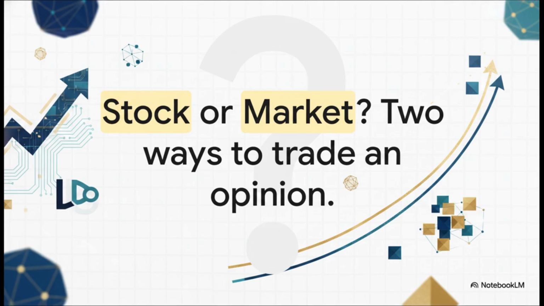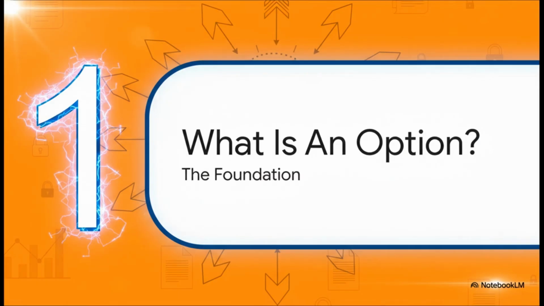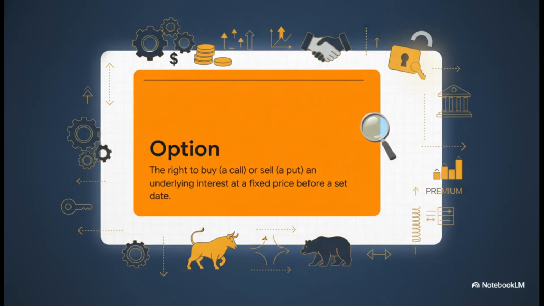To figure that out, we've got to start with the basics. Okay, so before we can really compare these two, we need to make sure we're all on the same page. Let's do a quick refresher on the foundation. What exactly is an option? At its heart, it's just a contract, a simple one, really. Think of it like putting a deposit down to reserve a choice for later. The keywords there are right, but not obligation. You pay a little bit up front, that's the premium, for the power to choose.